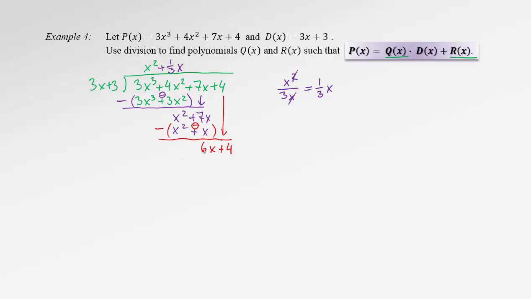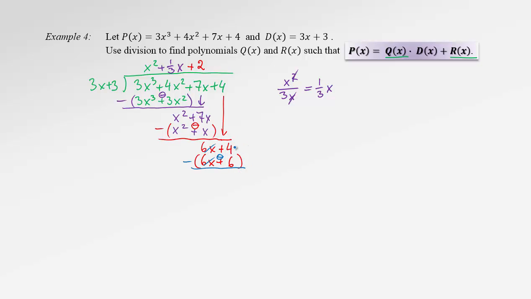Again, 3x goes into 6x twice, so it's plus 2. And multiply back, so we have 6x plus 6. Bracket around and switch the sign, so that becomes negative.